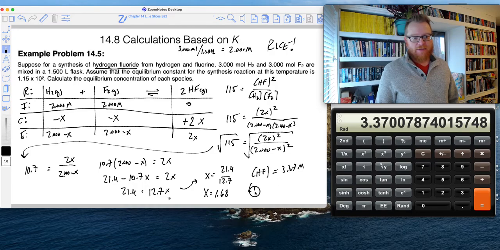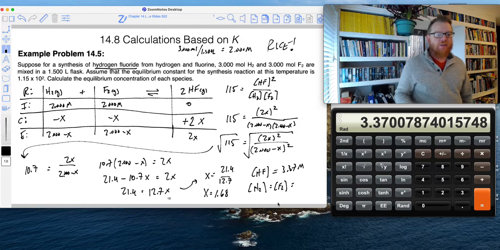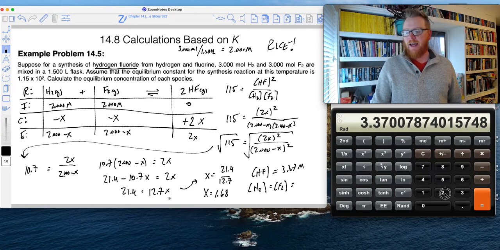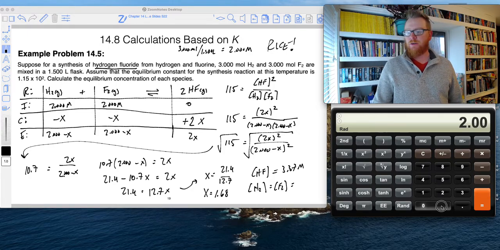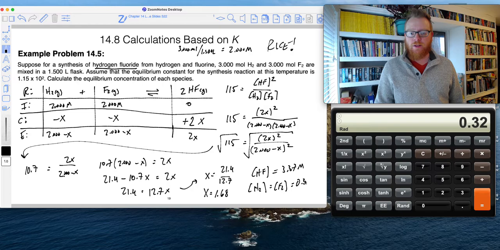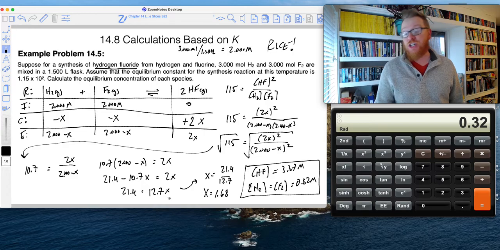And then that means H2, we know that H2 and F2 are going to be the same concentration at equilibrium, so I'm just going to write it like that. And that's going to be 2.000 minus x, 2.000 minus 1.68. And with sig figs, we're only going to use those 2 decimals because it's a subtraction rule. So that's 0.32 molar.